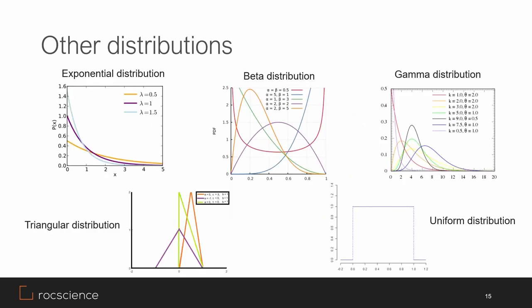There are other distribution types in Slide2, such as exponential, beta, gamma, triangular, and uniform distributions. If the user knows the distribution type, any of these distributions can be used in the probabilistic analysis.